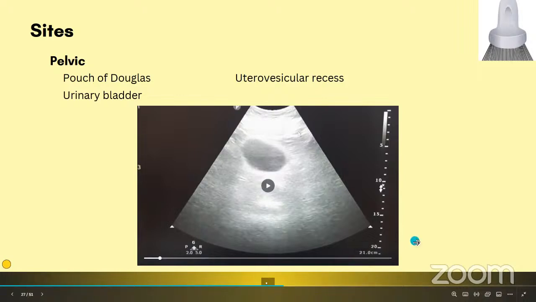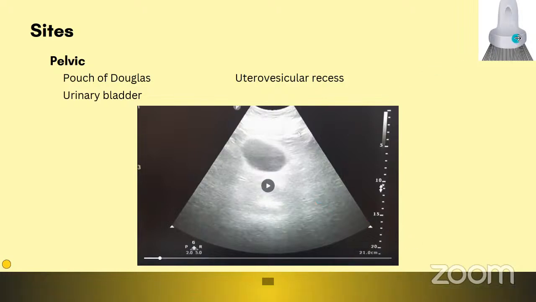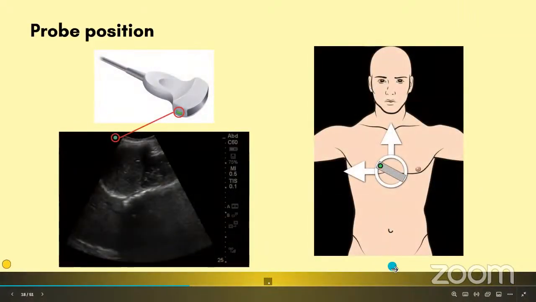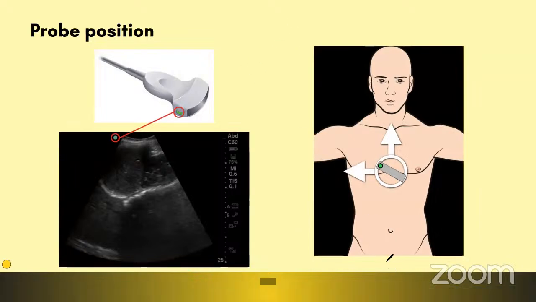Right just above the pubic symphysis, we are keeping the curvilinear probe where the orientation marker is towards the right side. Fine. Are you able to imagine? Let me use this image. So if we have the pubic symphysis here, my probe would be arranged something like this, just over the pubic symphysis. Got it? And the orientation marker is towards the right. So I hope this image is befitting.